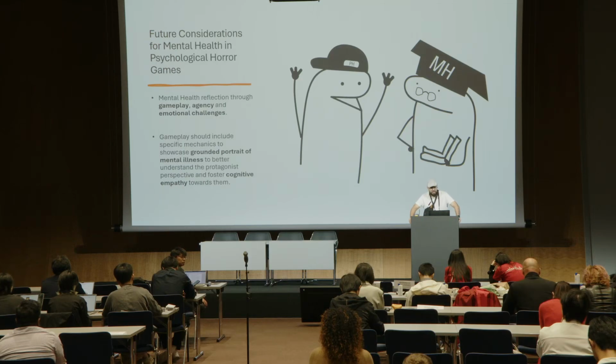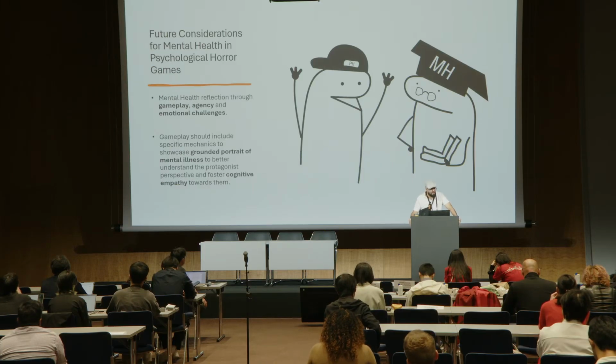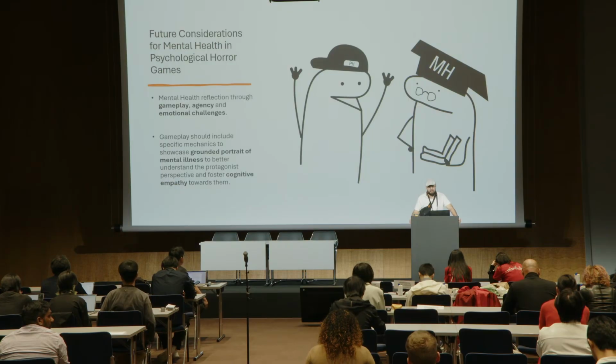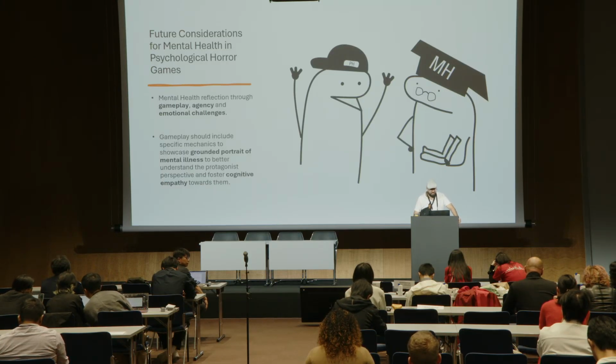So we suggest that mental health reflection should be true. One of the ways should be true of gameplay, agency, and emotional challenges. And the gameplay should include specific mechanics that showcase the grounded perspective of mental illnesses to better understand the protagonist's perspective and foster cognitive empathy towards them, because this is our main difference between Alan Wake 2 and Hellblade 2.